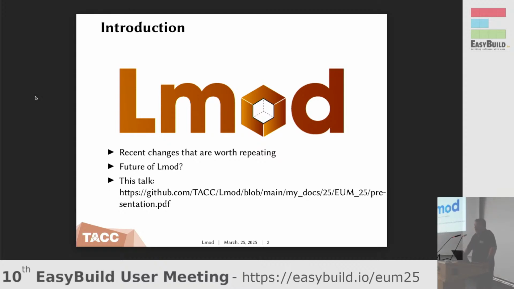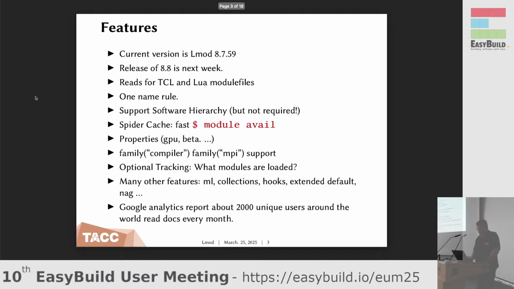So I'm going to talk about what recent changes have been going on. Some of them are worth repeating. I'm going to talk about where Lmod is going, and this talk is available at the GitHub repo for Lmod. So the current release is 8.7.59. 8.8 is finally coming out next week when I get home.